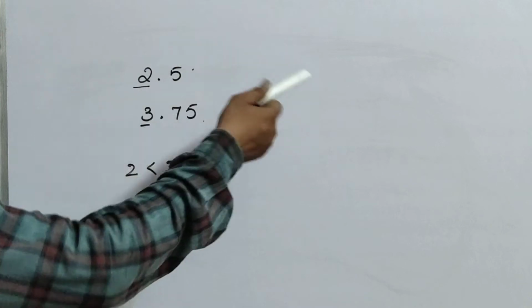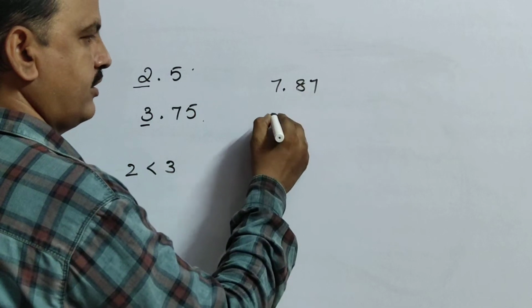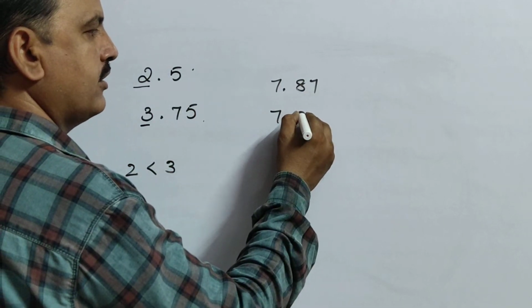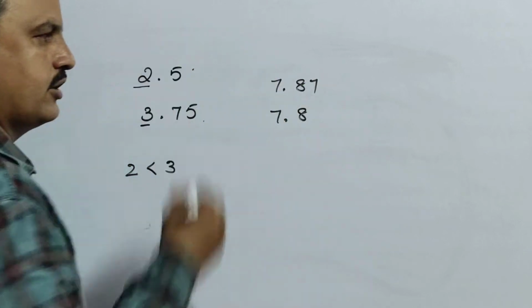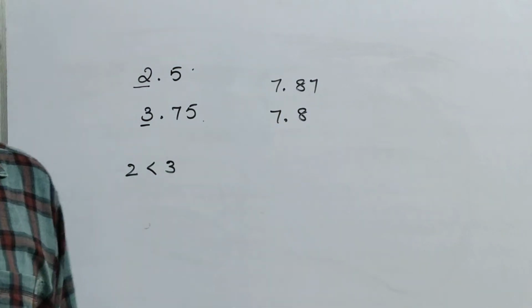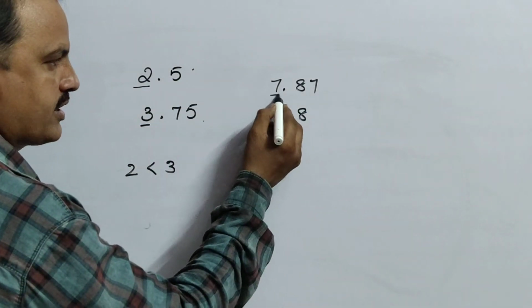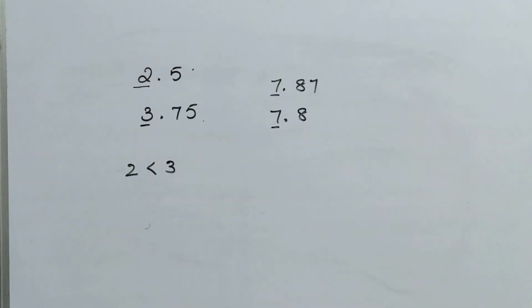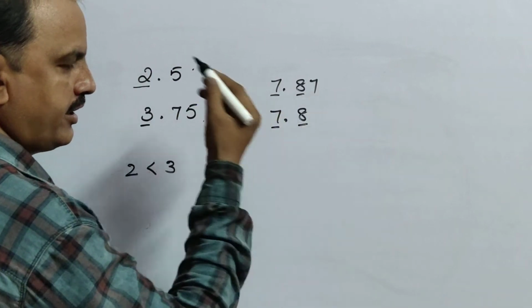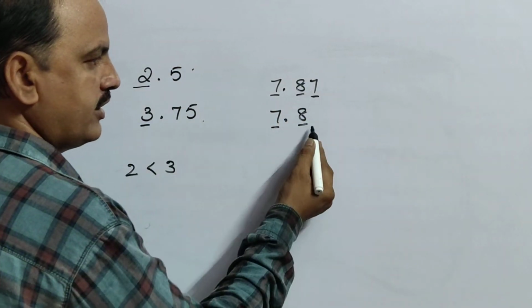But after the decimal point, suppose the question is like this: 7.87 and 7.8. Now my question is, which is greater? How are you going to tell which is greater? See here. Compare before the decimal. Here 7, here 7. So both are equal, so we cannot say which is greater yet. Now, here 8, here 8. Now also we cannot say which is greater. But now here 7, here nothing is there.